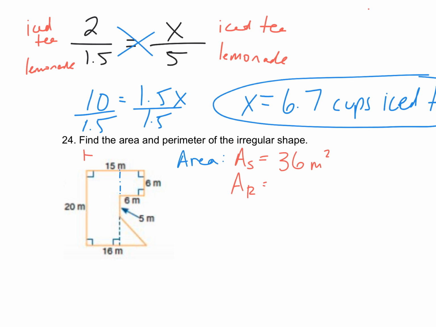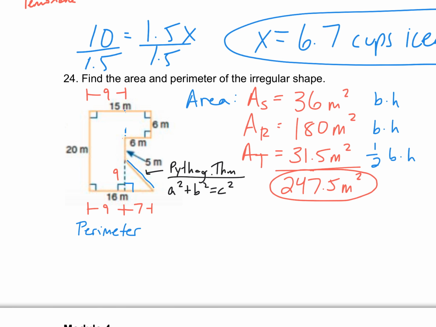Next, if we look at the perimeter, I think we have everything except for this distance. Well, that distance falls in a right triangle. So to find that distance, I'll put it in black over here. We need to do the Pythagorean theorem. A squared plus B squared equals C squared. Well, I know A and B, 9 and 7. I have to solve for C.